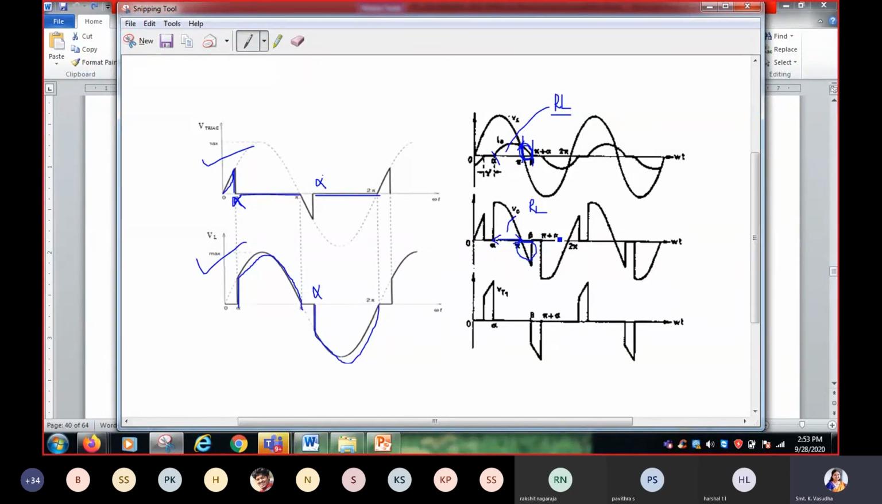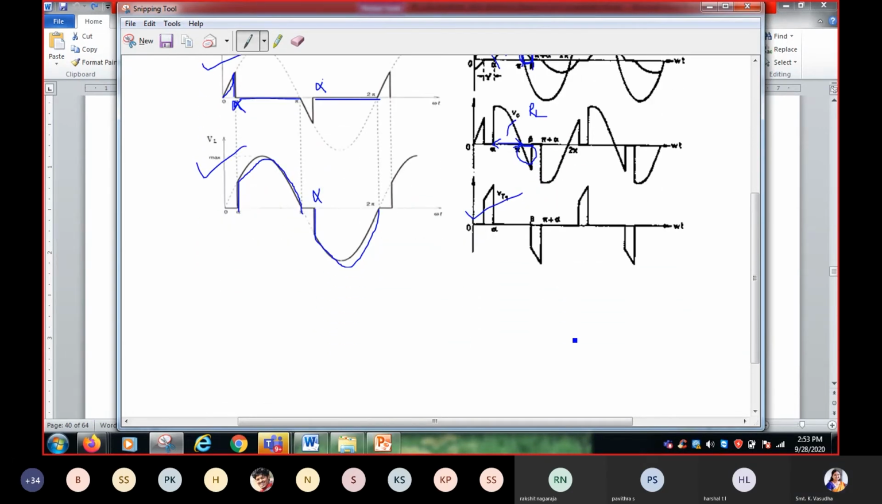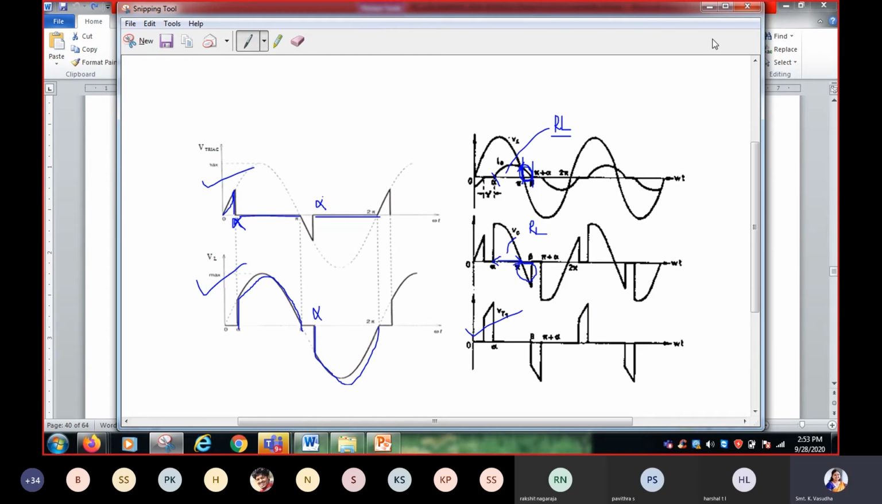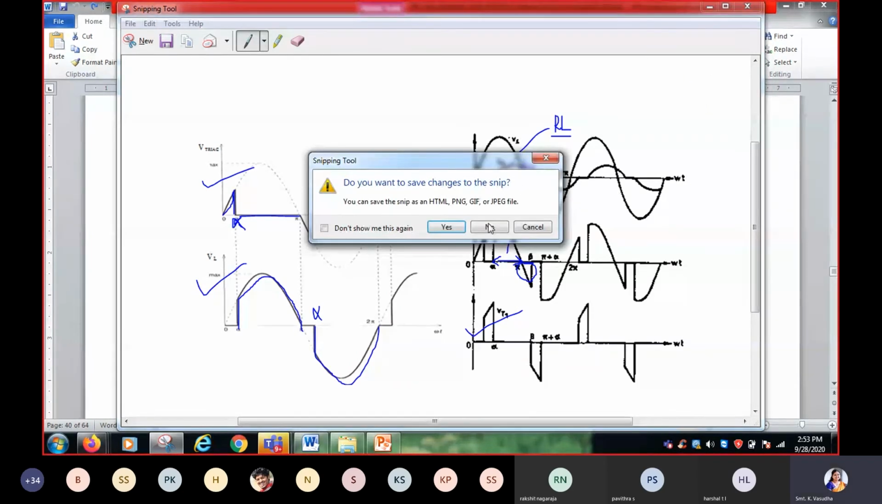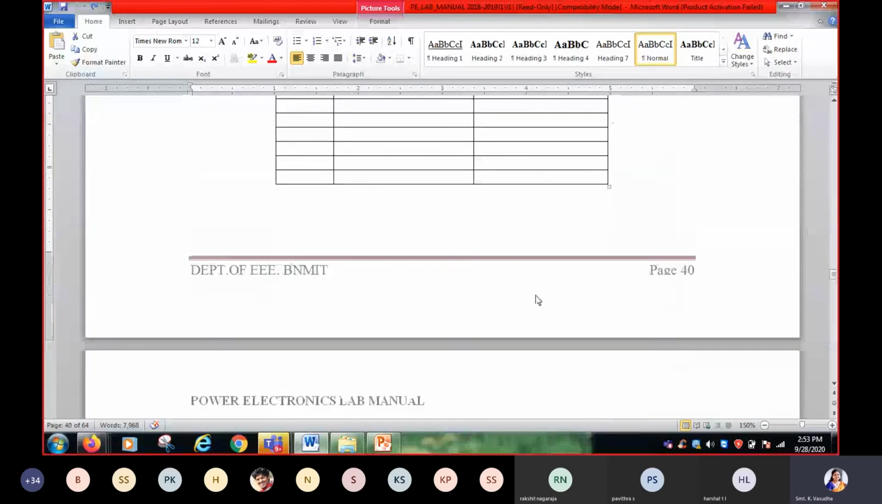During this period, pi plus alpha to 2 pi, the inductor will also charge, and during the positive cycle it will discharge. This is the waveform for the voltage across the triac. And this is all about the AC voltage regulator using the triac-diac combination.